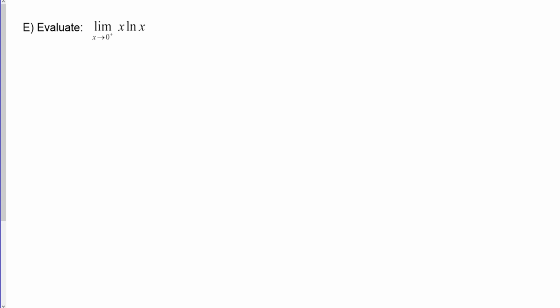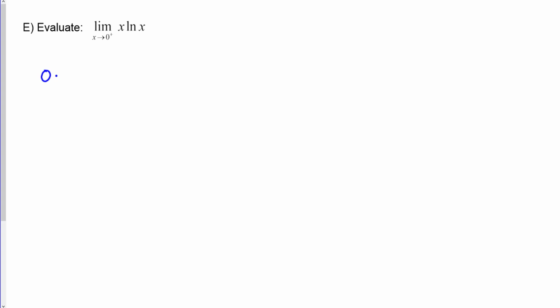So the limit as x goes to 0 from the right of x times the natural log of x. And the reason we have to come from the right here is because the natural log of x is not defined for negative numbers, so we're just staying in the realm of positive values. The thing that happens here, if I try to plug in 0, is when x is 0, it's just 0.